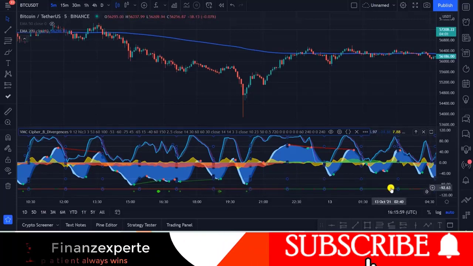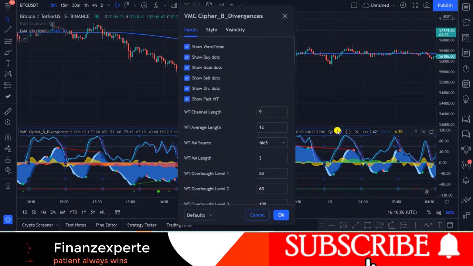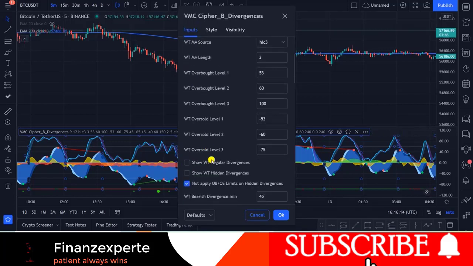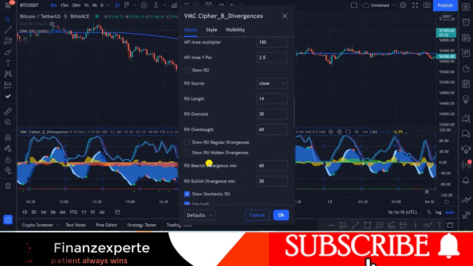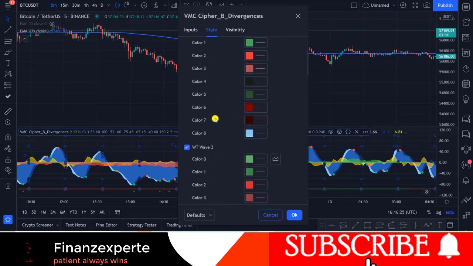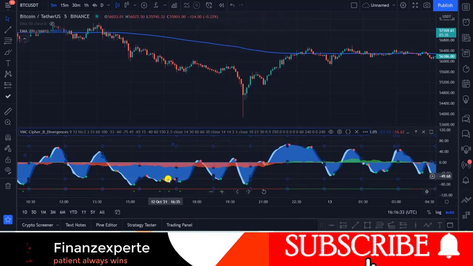Take note that we are not going to be reading all of these in this strategy, so we will need some changes in the Wu Manchu indicator. Go to the settings, and under the input, we are going to untick the regular divergences. We will also get rid of the stochastic RSI, then we'll go into style and get rid of the VWAP. Okay, so now it's going to look quite a bit more plain.